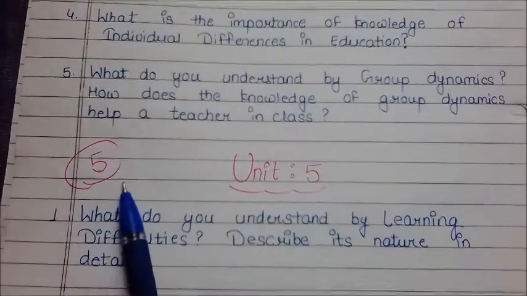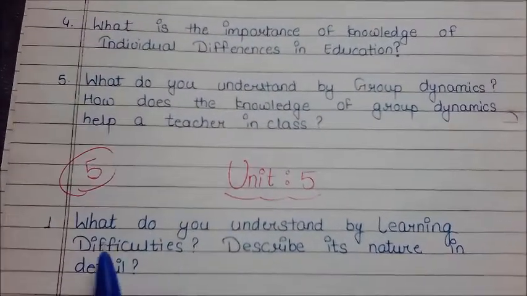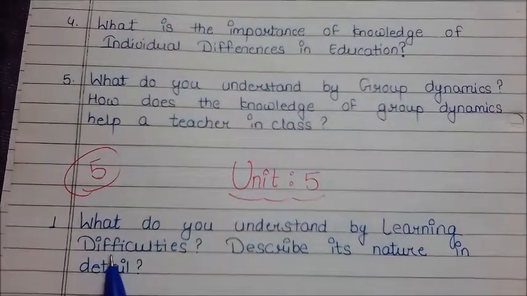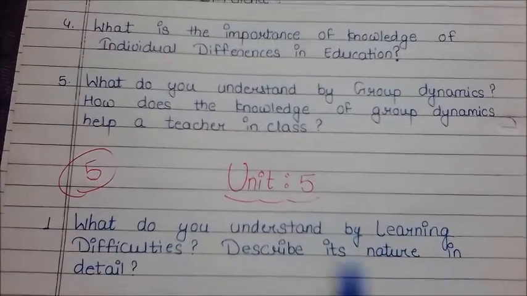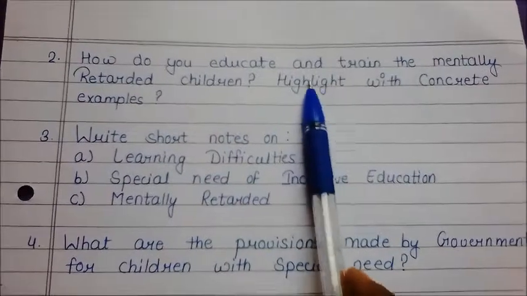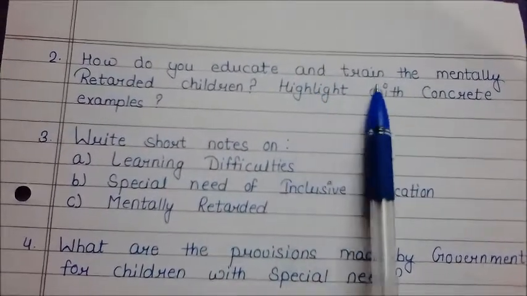Now come to unit 5. It consists of only 5 questions. What do you understand by learning difficulties? Describe its nature in detail. How do you educate and train mentally retarded children?